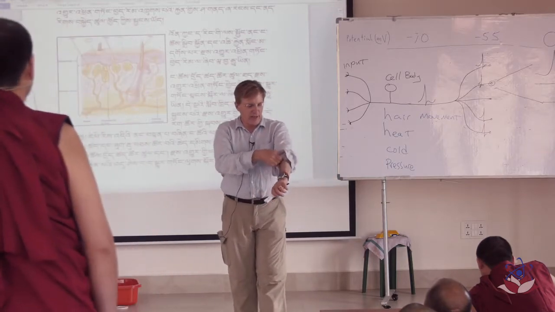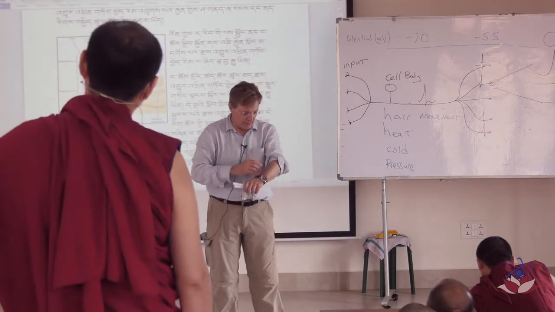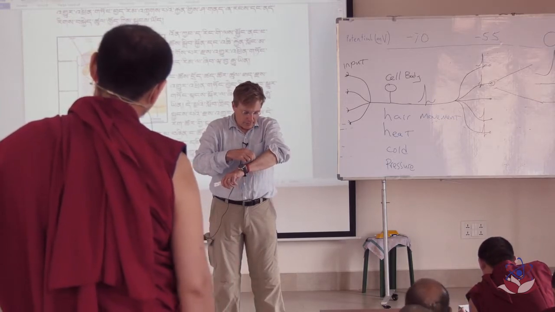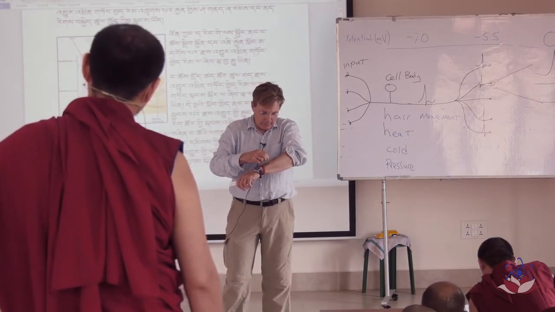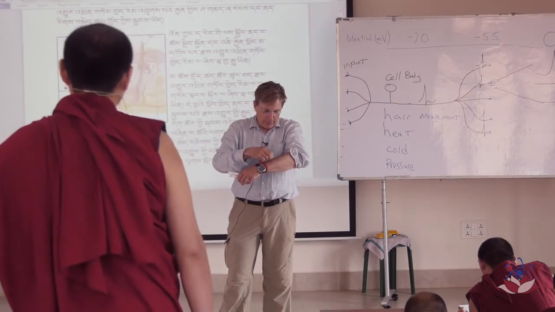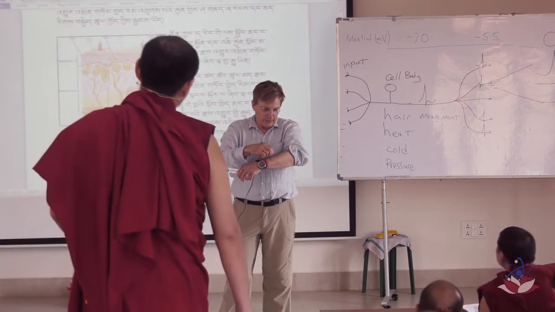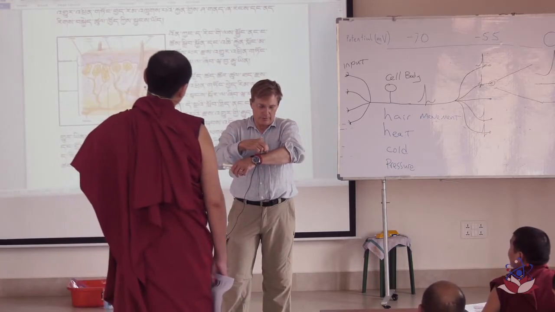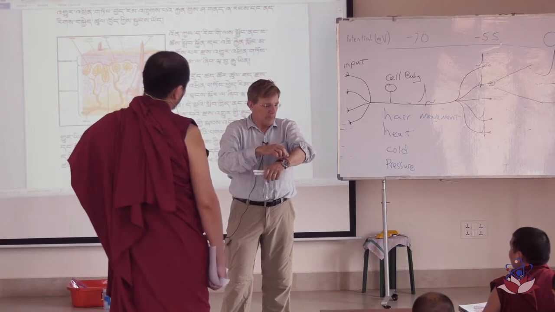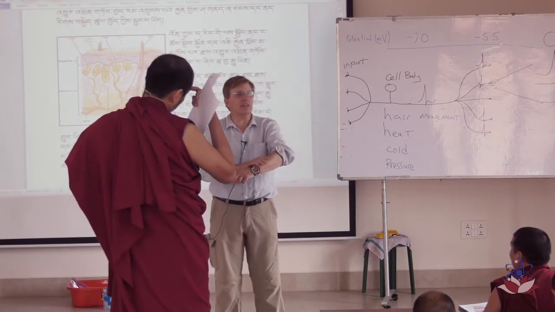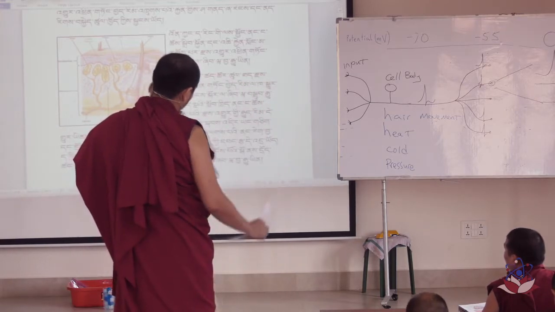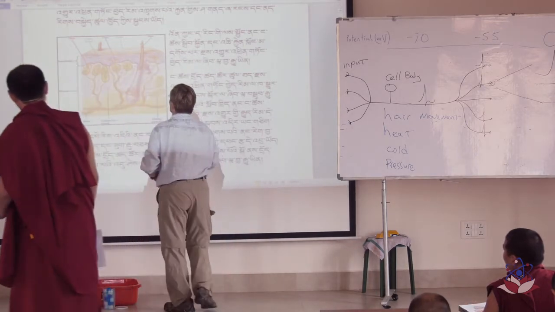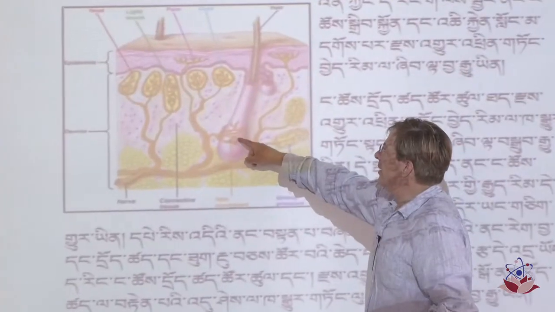So you can see how many nerve endings you have in your body because every hair has a nerve ending on it. You pull on a hair, it hurts. One hair. Many hairs, many nerve endings. That's the hair and nerve ending.